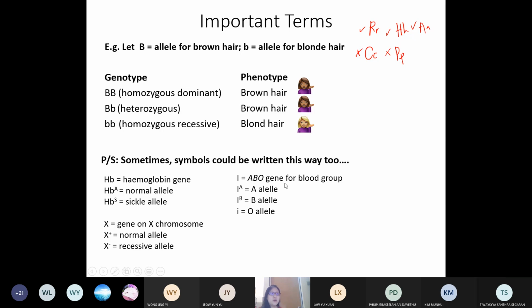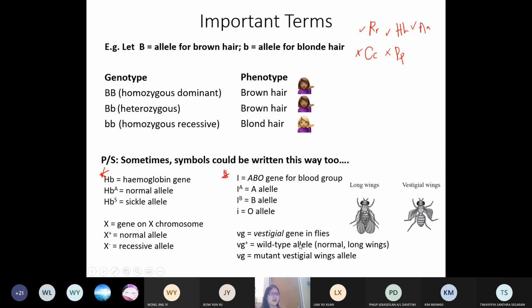For example, also like the ABO gene for blood group. This is specific. You can have big I with a small a at the side, big I with a small b at the side, and then small i. What does that mean? Well, we'll cover that later on. But I'm just telling you that, hey, it could be written a different way. It could be even written like this.